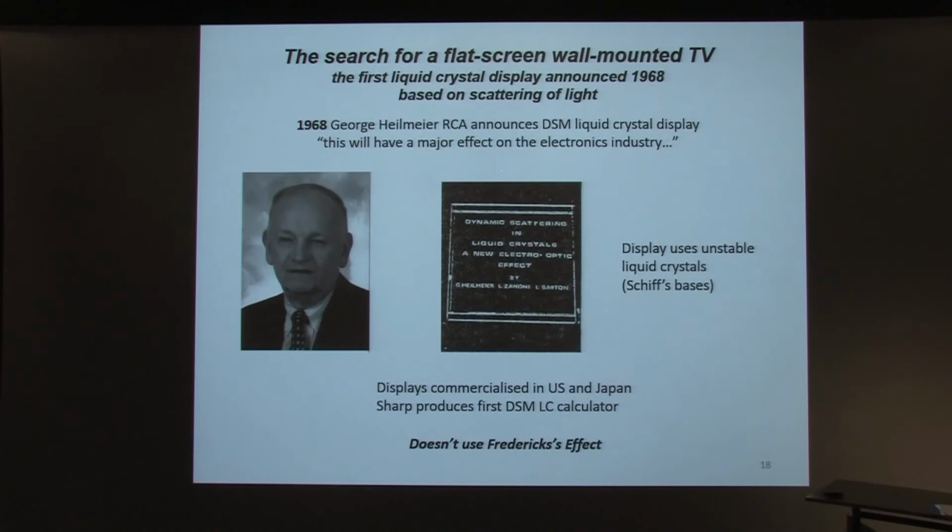Well, to cut a long story short, RCA came up with an invention. It depends on a phenomenon known as dynamic scattering. It uses rather unstable materials, and in fact, for it to work, they actually have to be impure because it relies on ionic circulation in the films, and eventually the displays die. It was announced with great acclaim: this will have a major effect on the electronics industry. In fact, it didn't. And in 1972, RCA stopped all of their liquid crystal activity. Next slide, please.